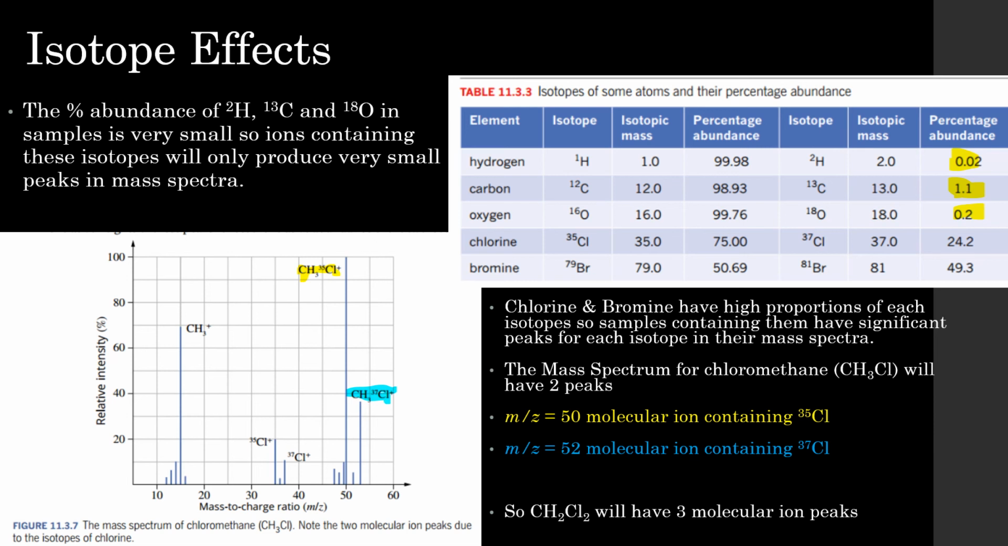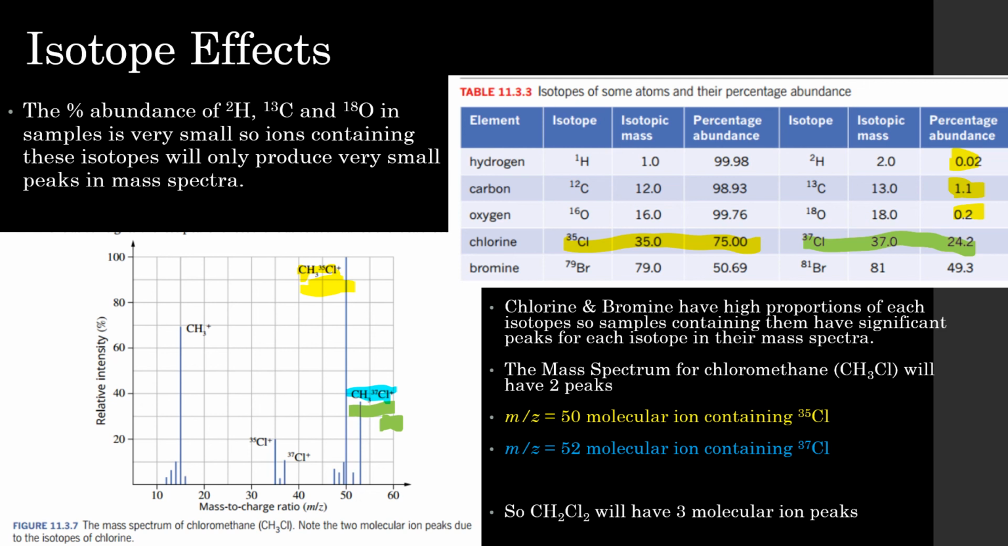So if we have a look at a mass spectrogram of chloromethane here, chlorine has two isotopes. So we can have two molecular ions at two different mass to charge ratios. The biggest one is the one with the biggest isotope, chlorine 37, so that's this one here. And then the yellow one I highlighted has got the chlorine 35, and that's just going to be a little bit less, isn't it?